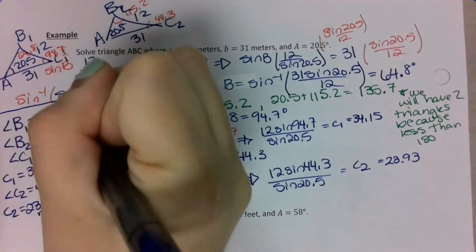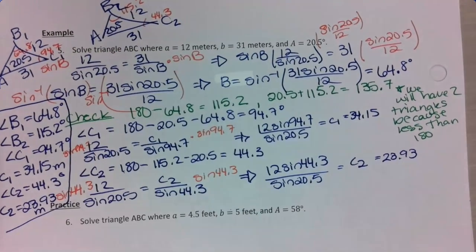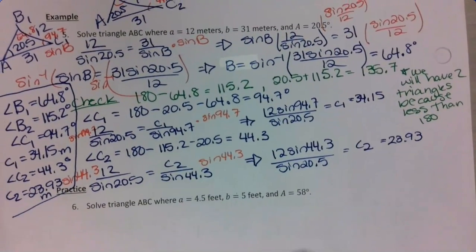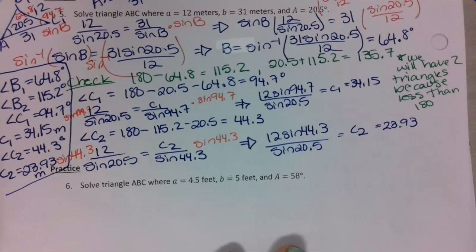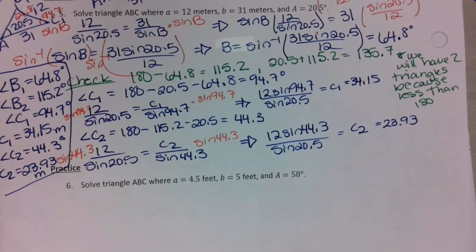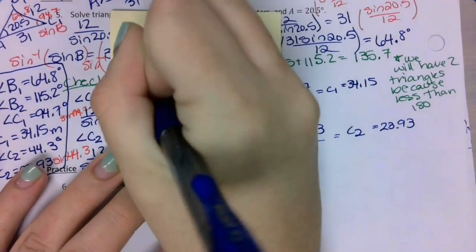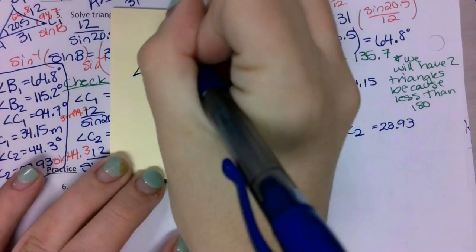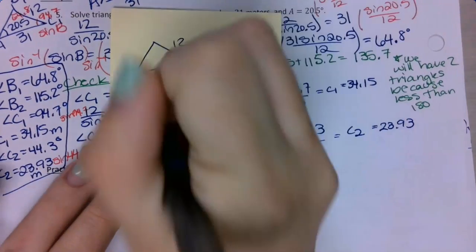So these are all my answers that I've written off to the left. Questions here? I know it takes a lot of work. Let me draw this on a sticky note. So based on the information I have, I can either have a triangle that looks like this, because this will have the same side length, or this one.